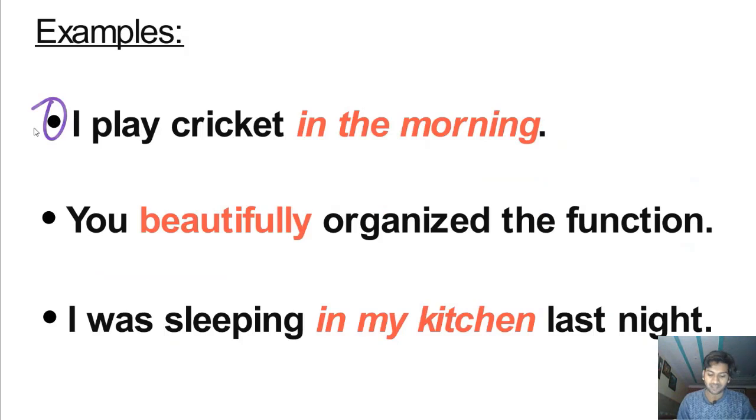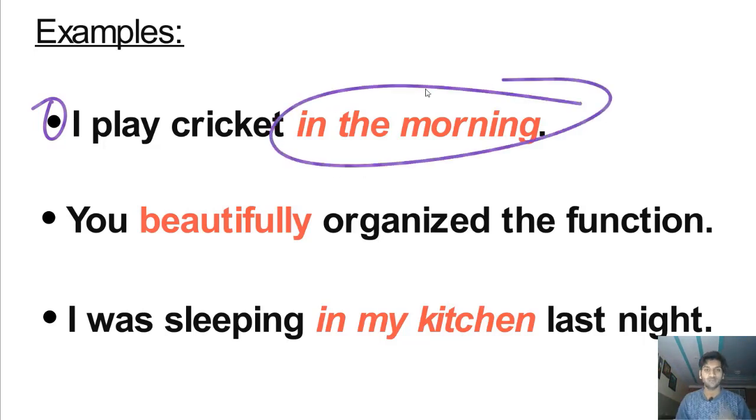Example number 1. I play cricket in the morning. I do something. I, subject, play, verb, cricket is the object, right? This is the core meaning of the sentence. I do something, I play cricket. When do I do it? In the morning. So in the morning is the adjunct to the sentence, right? It's modifying the verb play and giving information about it. What kind of information? Information in terms of its time. When does this action happen? It happens in the morning. All right, I play cricket in the morning.